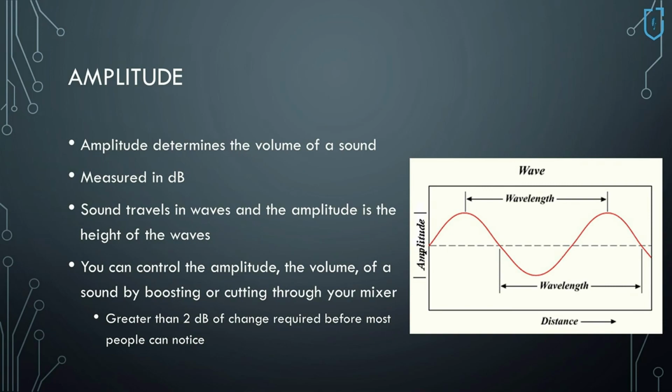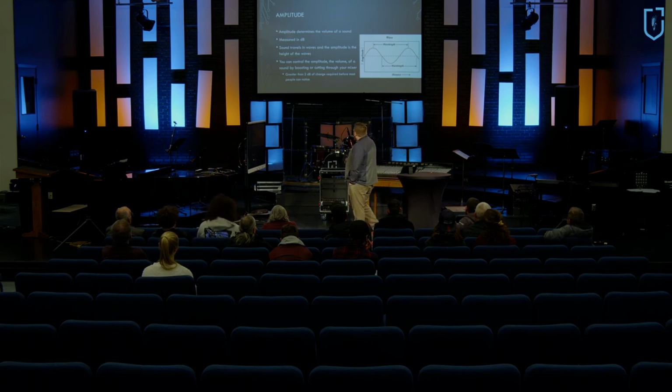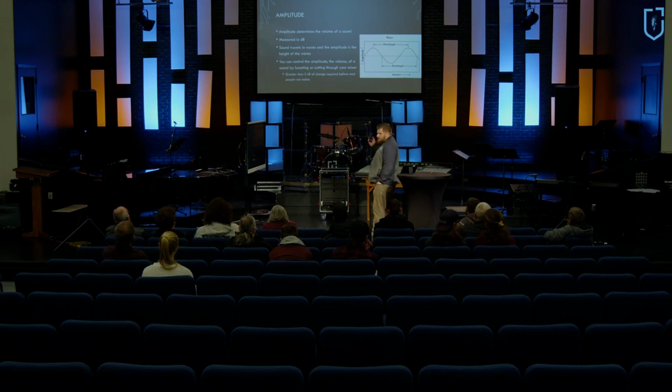With our sine wave here, we've got amplitude, which is how far up and down we're going. And then our wavelength is from peak to peak, so going up, down, and back up again. In this case, it would be from here to there. That's one wavelength. Our amplitude determines the volume. The higher that is, the more energy, so the louder it's going to be. It's measured in decibels.